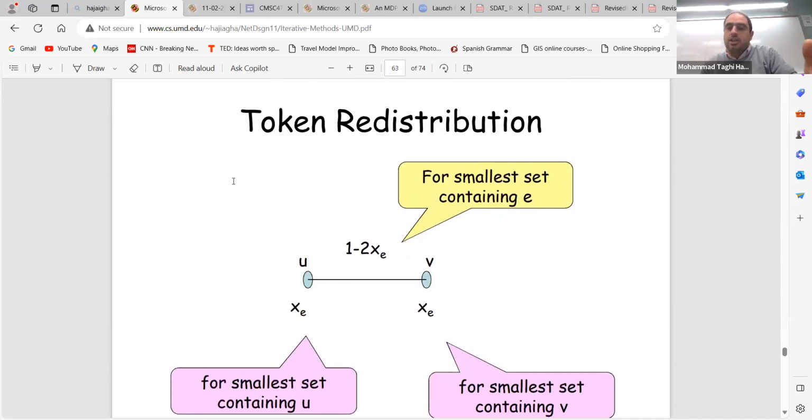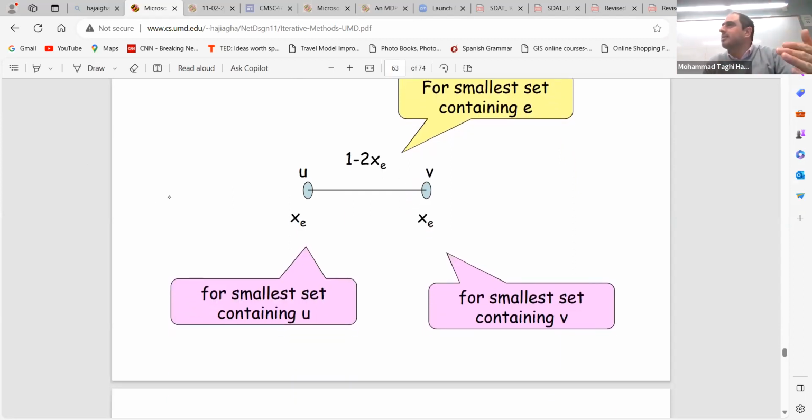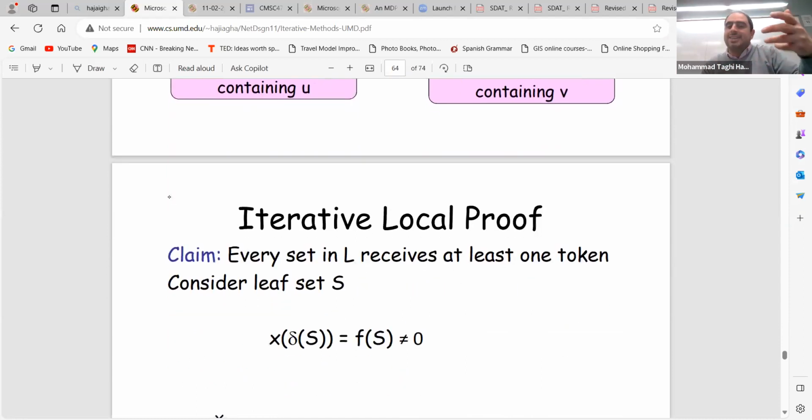Consider each edge. For each edge, you will do similar things as before. 1 minus 2x_e you will give to the smallest set in the laminar family that contains both endpoints. x_e you will give to the smallest set that contains u alone, and x_e to the smallest set that contains v. You say that I can just do it for each tight constraint in the laminar family. I can get 1. And there is always one edge with leftover that you can show. So essentially you get the contradiction.